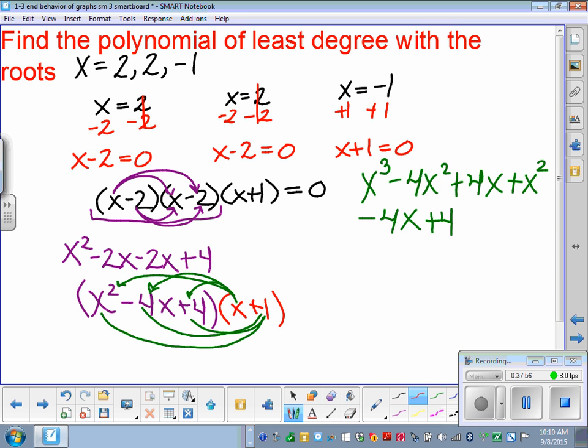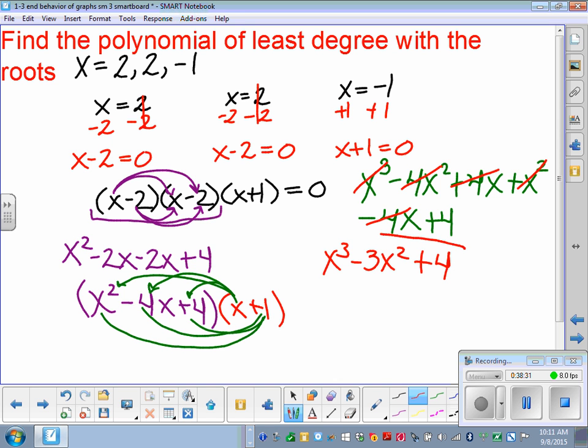Focusing on my x cubes, I only have 1 x cubed. So I have x cubed. Just took care of that. Negative 4x squared plus 1x squared: what do we get? Negative 3x squared. Good. So I add, combining like terms. And then positive 4x minus 4x is how many x's? 0 x's. So I'm not going to write that. And then we have plus 4.